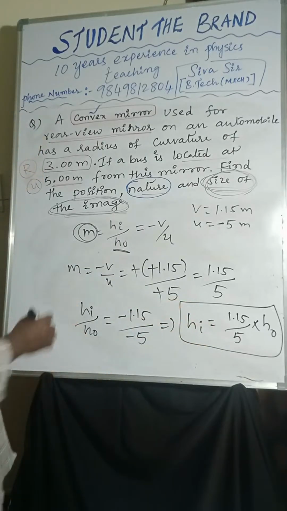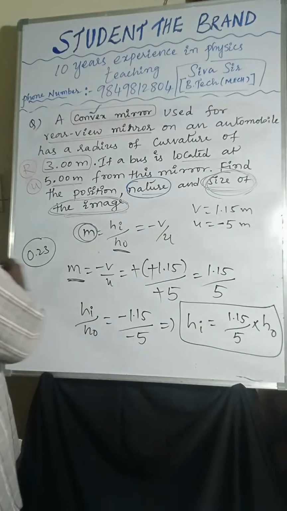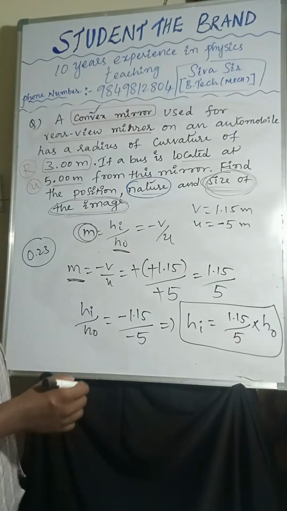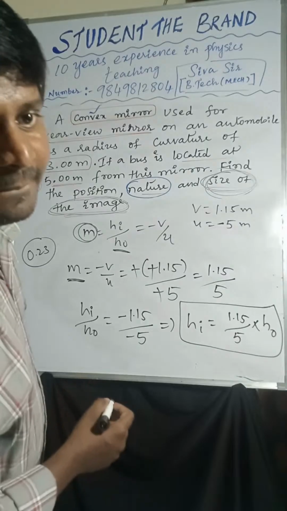I hope you got the answer. The factor is 0.23 magnification. So the image is virtual, erect and smaller in size by a factor of 0.23.